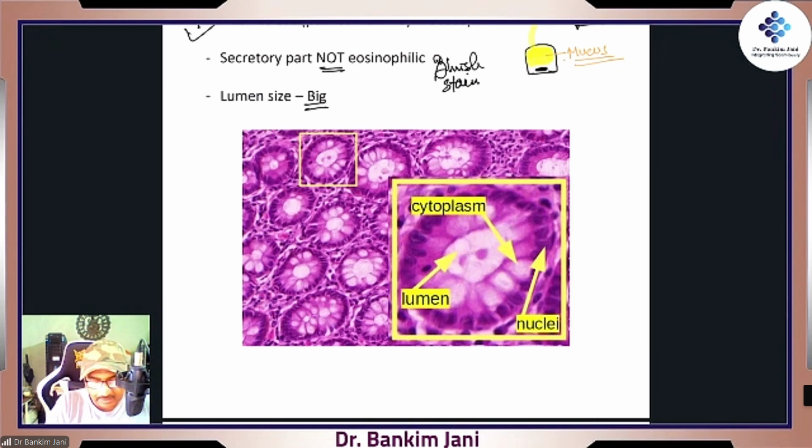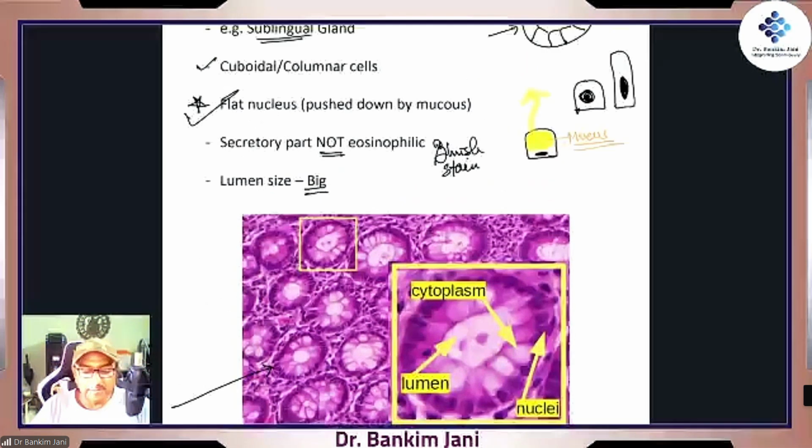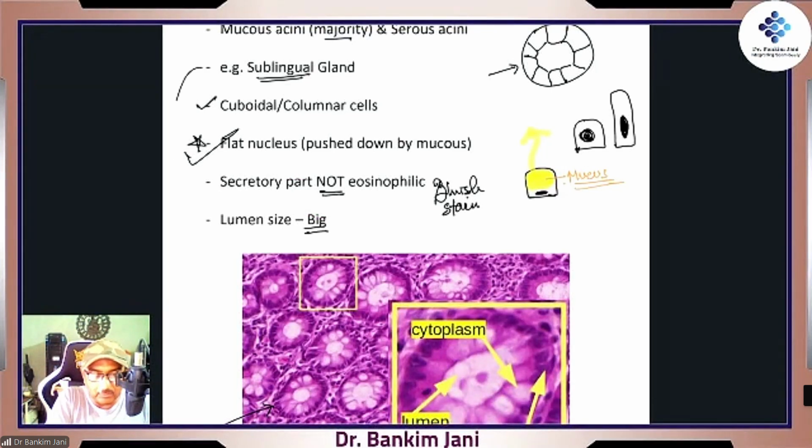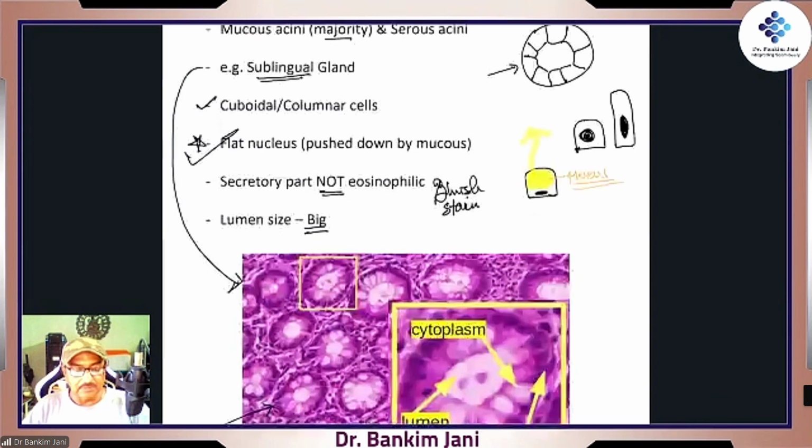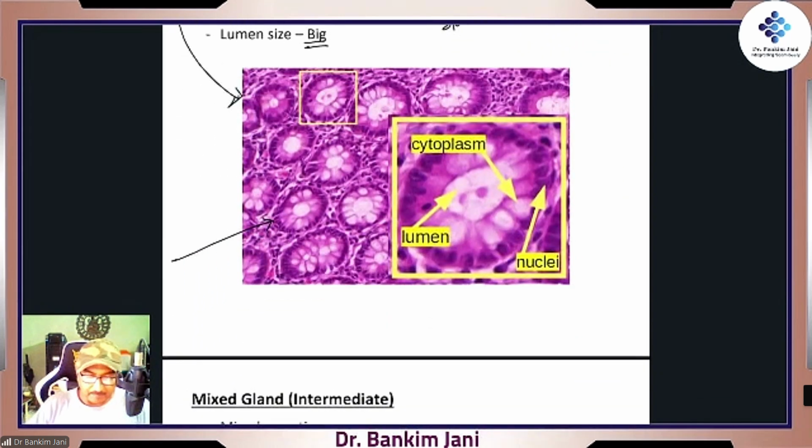First, all these are mucus glands. So from where have we picked it up? Yes, from the sublingual gland. Because in the sublingual gland, the secretions are mucus, so the majority will be there. So here it is. Watch the cell.